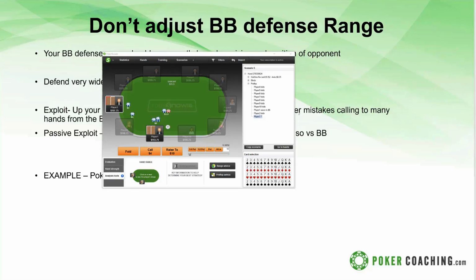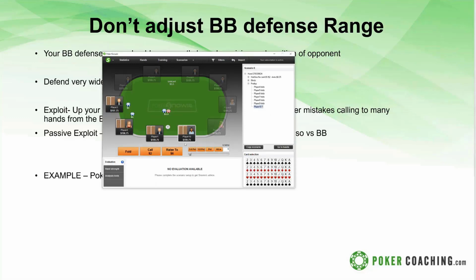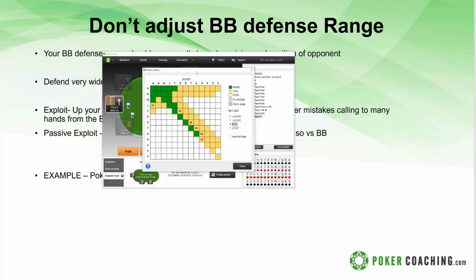So let's see what Poker Snowy says. Let's see the cutoff open to 6, the button flat 6, and then let's see what it says for the big blind. So yeah, this is a perfect example of what I would talk about.